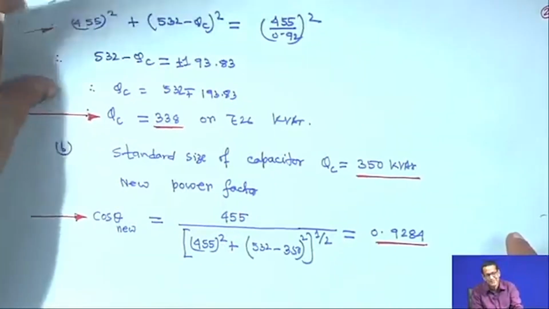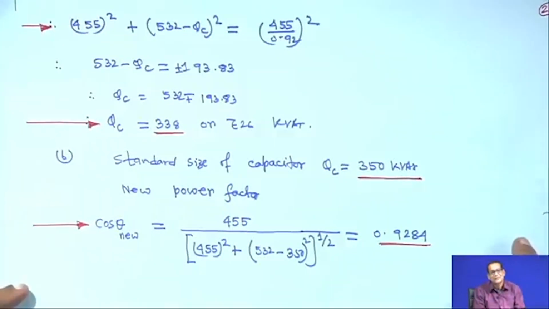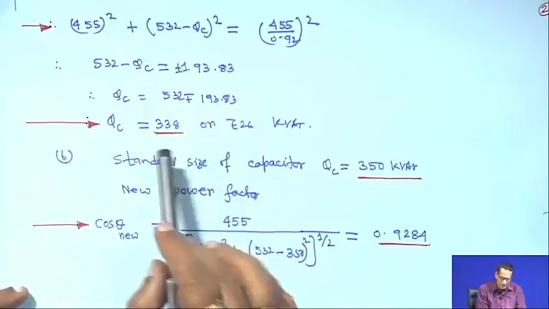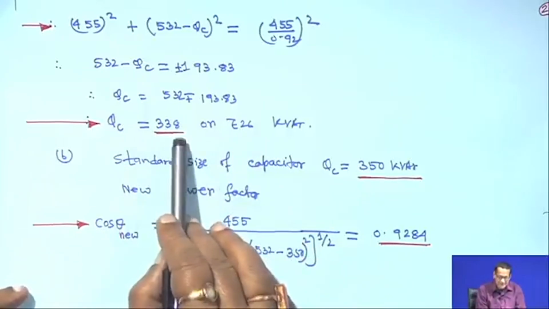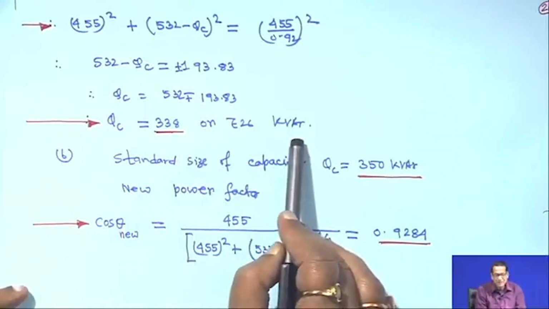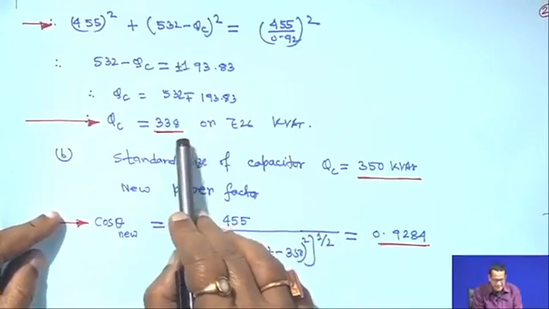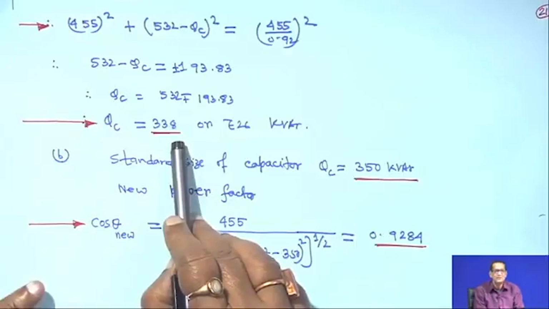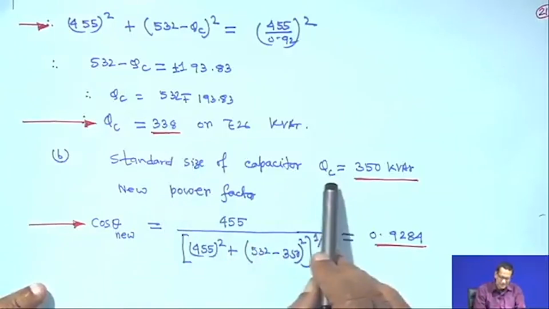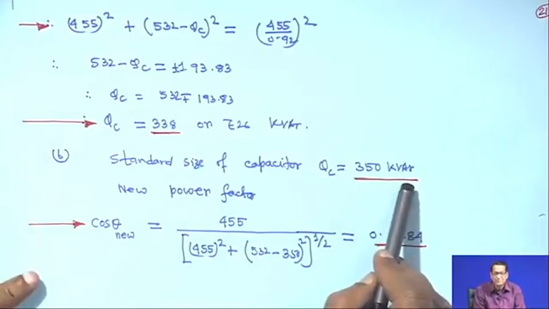There is a possibility that in that case your receiving end voltage will be higher than the sending end voltage, right. But anyway, we will take the lower one. So, that is QC equal to 338 kilowatt. This is where the power factor is maintained at 0.92, right, but a 338 kilowatt capacitor size is not available in the market. So, the standard capacitor size may be QC equal to 350 kilowatt.